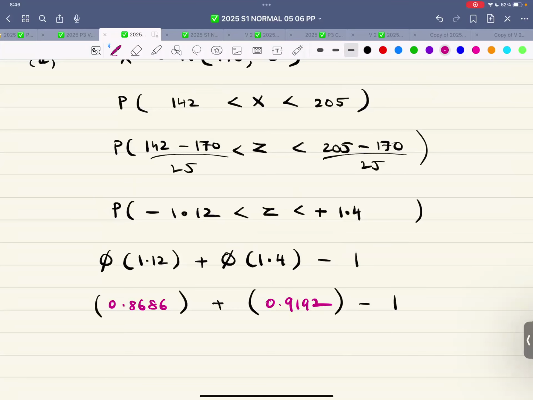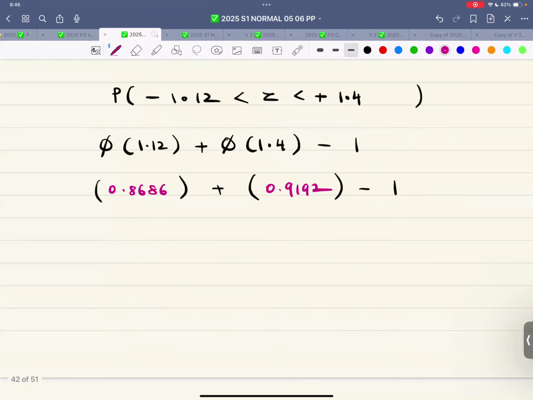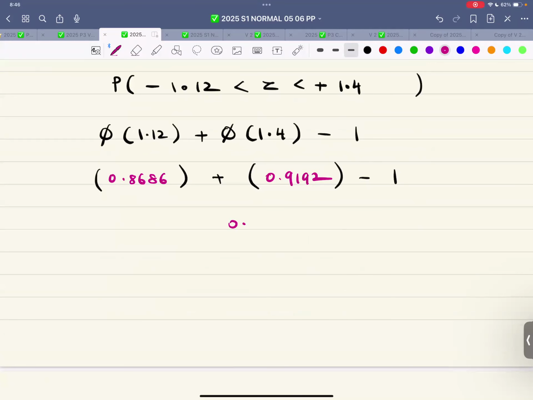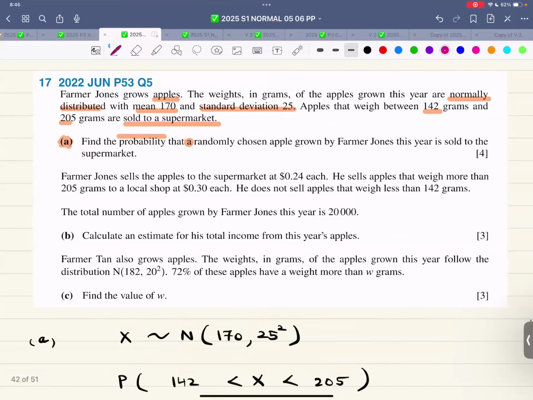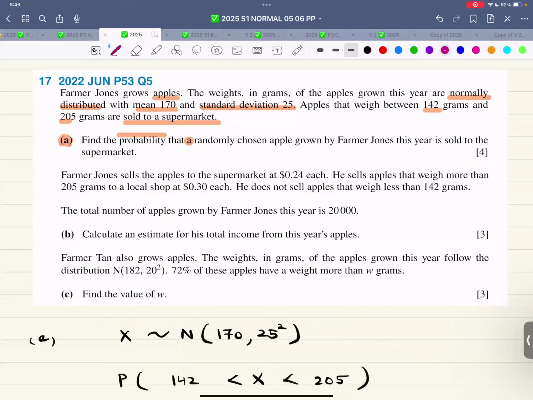So let me add it up. 0.9192 plus 0.8686, and then subtract 1, and this is 0.7878. First write the value as it is, 4 significant figures, and then write it as 0.788, correct to 3 significant figures. So that is the answer for the first part. Now let's move to the second part.